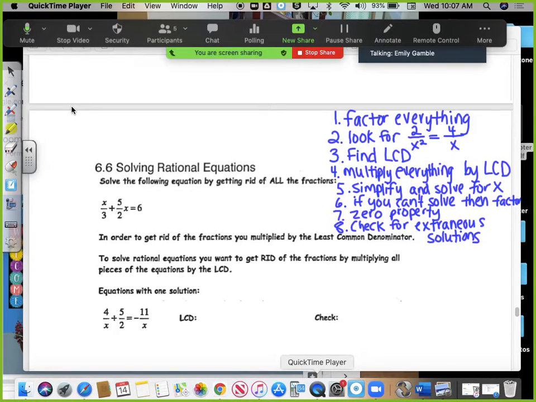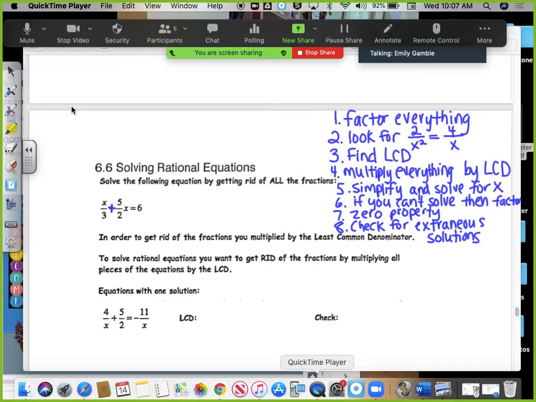Look for if it's a plain fraction equals another plain fraction. Because this plus sign is here, that makes it not that. So this is not a situation where we can just cross multiply and solve. So we have to move to the next thing. The next step would be look for the LCD.